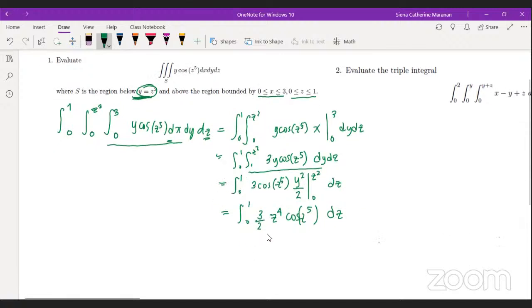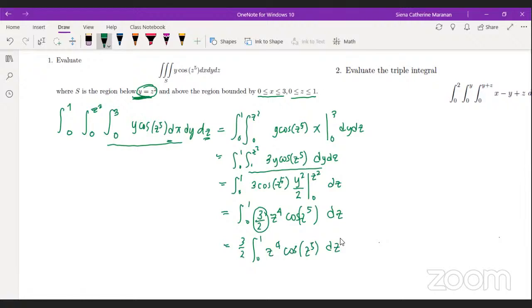Okay. So, dito, evaluate lang natin to. So, kung nalilito kayo, pwede natin ilabas sa integral yung constant. Okay, para ma-imagine lang natin kung ano yung gagawin natin dito. So, we have 3/2 from 0 to 1, z raised to 4, cosine z raised to 5, dz.